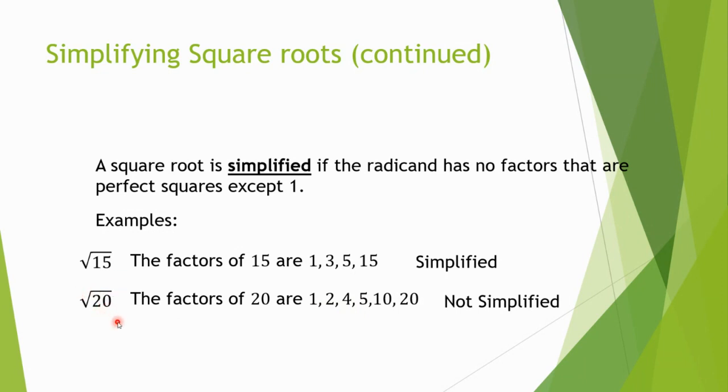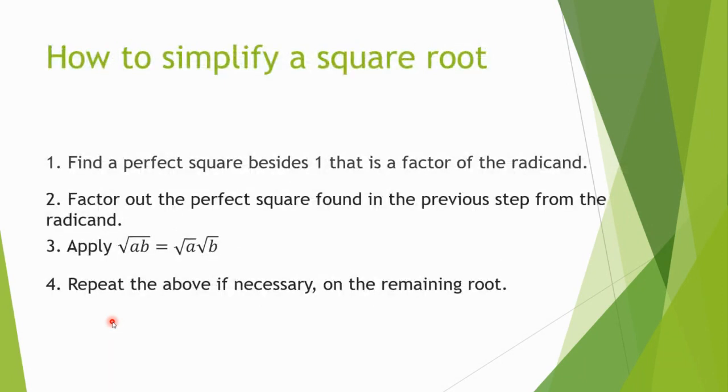Okay, so we have one that's simplified, one that we know is not simplified. Now you should probably be asking, how do we simplify it? Well, that's actually pretty easy, the idea at least. This is the process for simplifying one. Essentially, you take that perfect square, factor it out, apply this product rule, or equation if you want to call it that, and then you repeat on what's remaining, the square root that's left over, if you can. So this is the process.